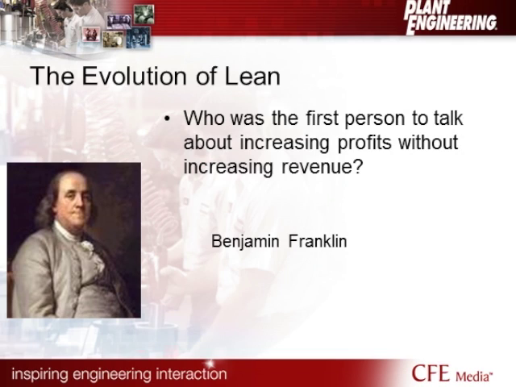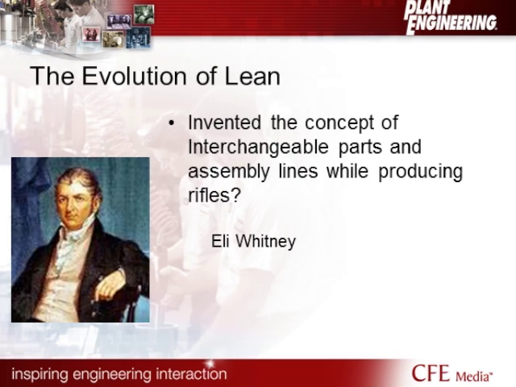So the first person that we see that really started to think about the evolution of Lean was Benjamin Franklin. Benjamin Franklin was looking at how can we increase profits without increasing revenue. So the next person that was then involved as we move forward was Eli Whitney. And Eli Whitney started thinking about the concept of interchangeable parts. He was looking at the assembly lines that assembled rifles and trying to make them more efficient.